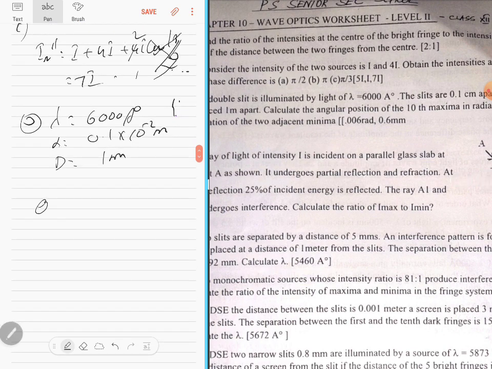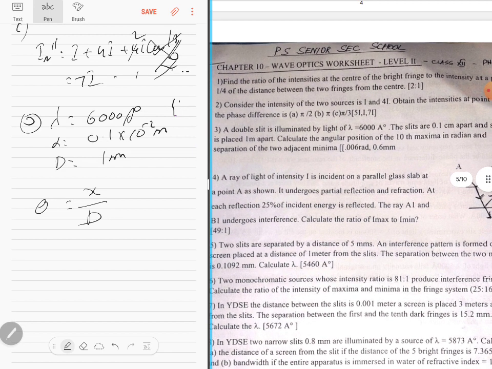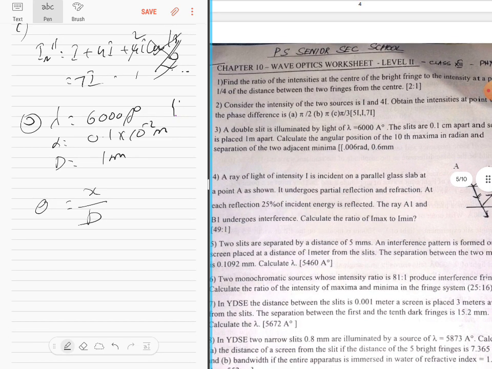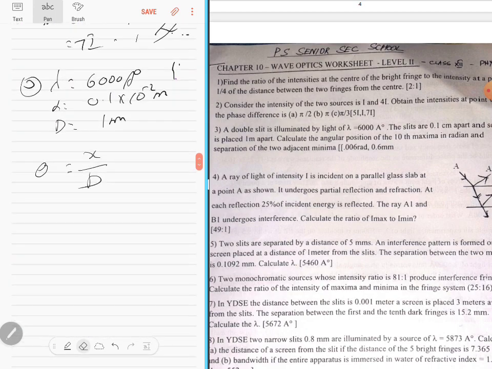Angular position, I know only one formula, which is x by capital D. In the interference, it's x by capital D. I hope this is a double slit experiment. Yes, in that case, theta is equal to x by D. If it is diffraction, you all know it's theta 2's formula, which is 2y by D.